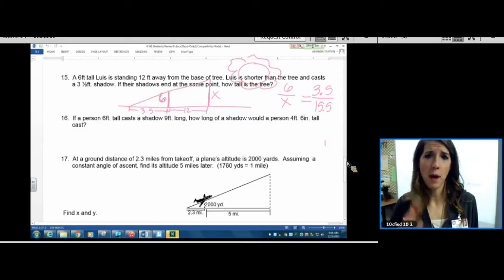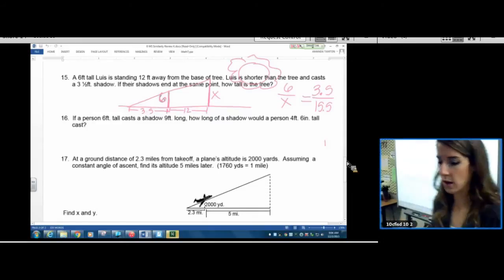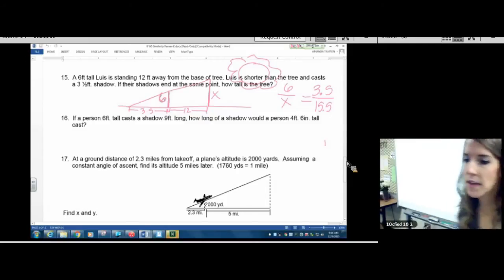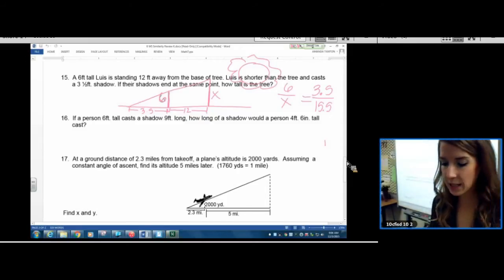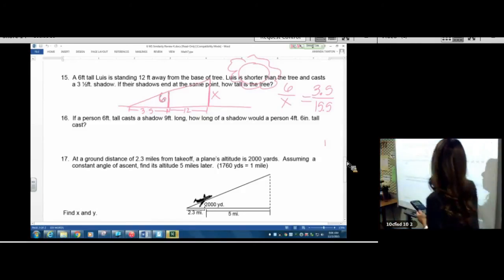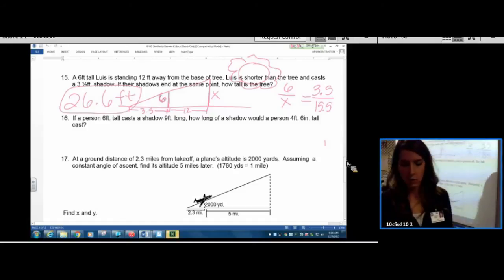So what was hard about this problem? Drawing the picture was hard, and making sure you set up the proportion correctly was hard. The cross multiplying is not hard. Remembering to put your answer with units is not hard. So yeah, if we round it, we're going to get 26.57, so we'll round it to 26.6. Okay? It totally depends on what the problem tells you to round to on the test.